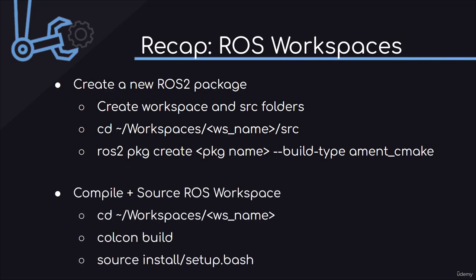Then we took it a step further and compiled and sourced our ROS workspace to our terminal environment. We did this with the colcon build command, and then sourcing our install setup.bash file, we were able to use ROS command line interface tools and see that our package was indeed recognized by ROS. Now, this was just a quick intro to get our ROS2 package up and running, but we'll be covering more information about compiling and sourcing our ROS workspaces in future lectures.